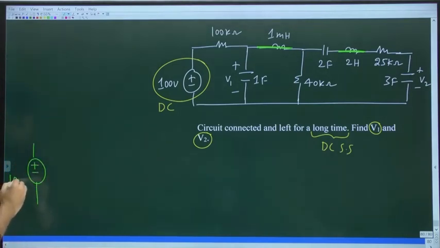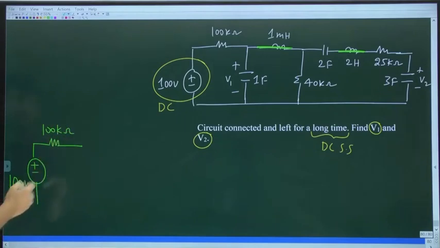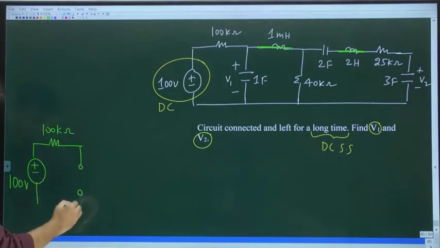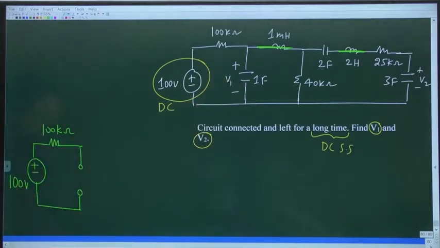So first I have drawn the 100 volt DC source. After that we have the 100 kilo ohm resistor. Then we have the capacitor. Which capacitor? The 1 farad capacitor, which will behave like an open circuit. So you can see I have replaced the capacitor with an open circuit.